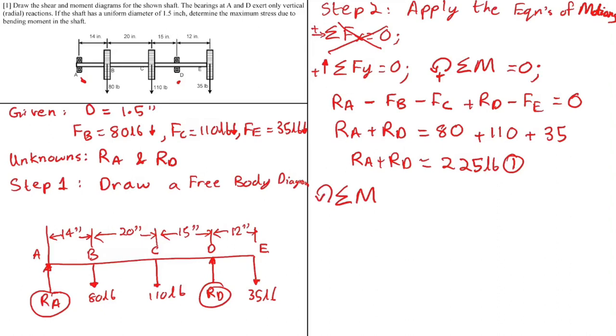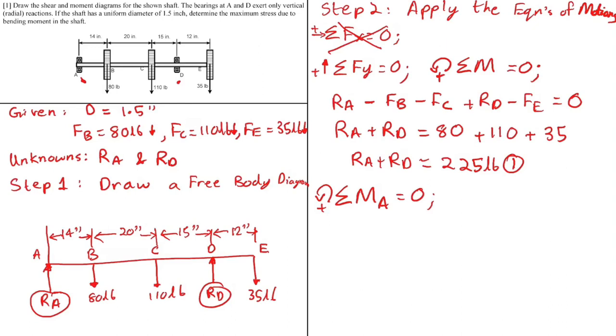Now you can take the moment about A or about D, because our unknowns are located at these 2 points. Where you have the maximum number of unknowns, you can apply it, but in this case the number of unknowns is the same at both points. So we can take either A or D. I'm going to take A. So summation of moment about A equal to 0, with counterclockwise positive.